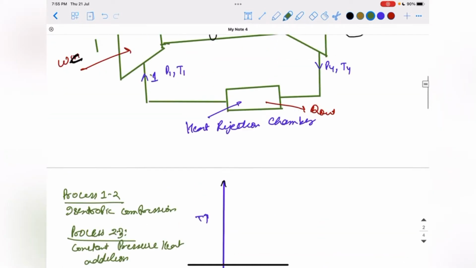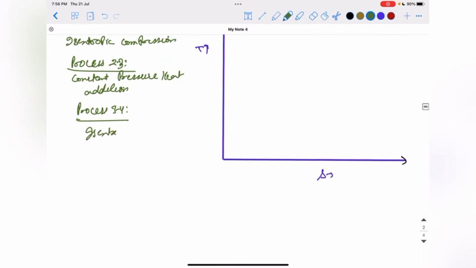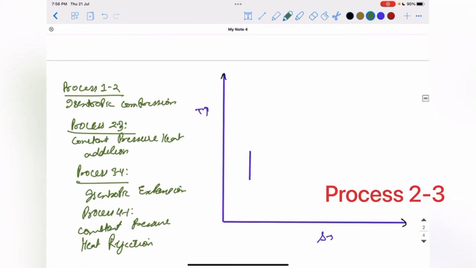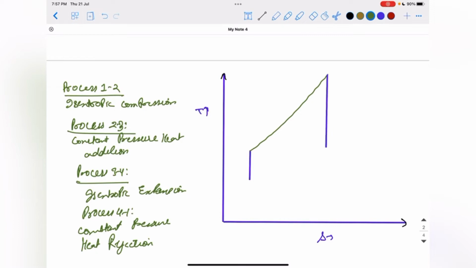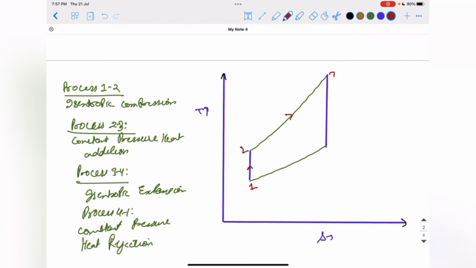Now process 3 to 4 is an isentropic expansion, and process 4 to 1 is a constant pressure heat rejection. If I draw this on a TS diagram, process 1 to 2 is represented by a straight line. Process 3 to 4 will be a curve like this, which is the turbine work, and then process 4 to 1 is a constant pressure process. So this is 1, this is 2, this is 3, this is 4.